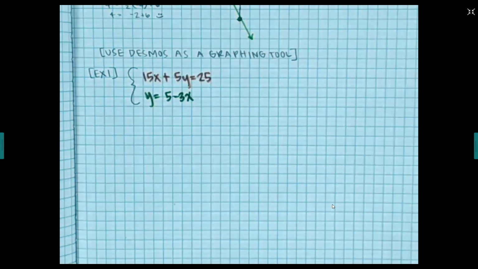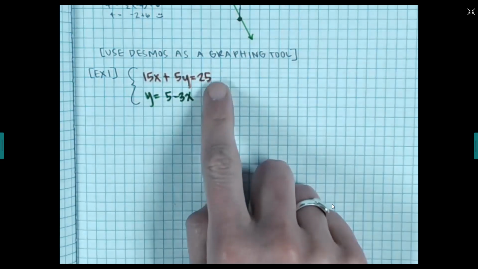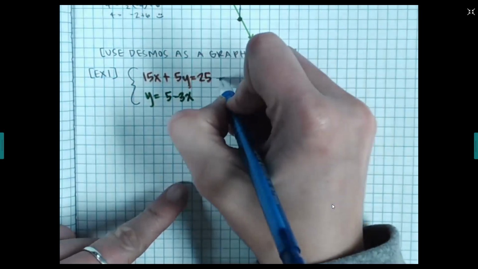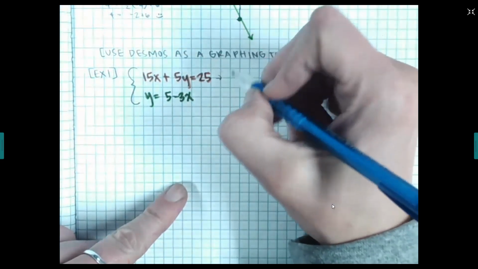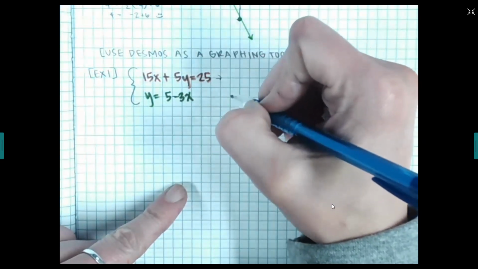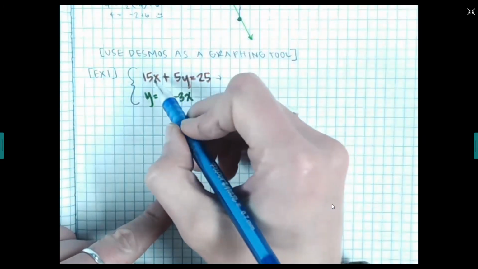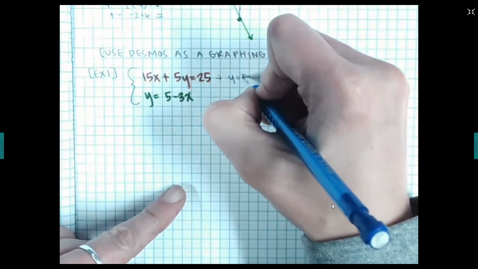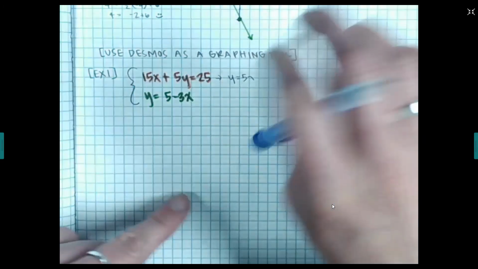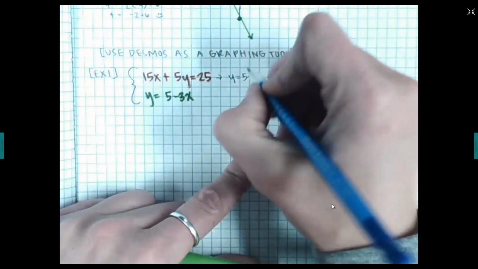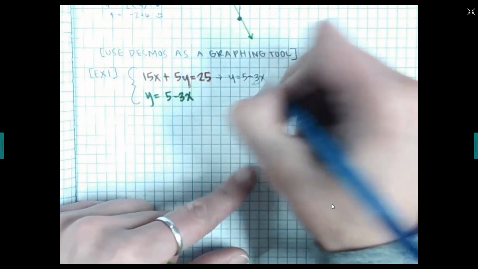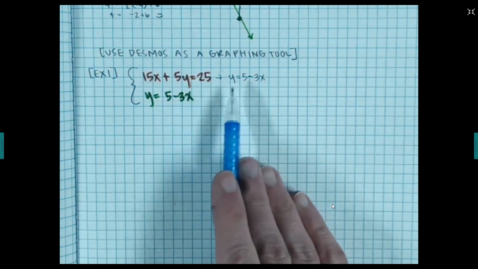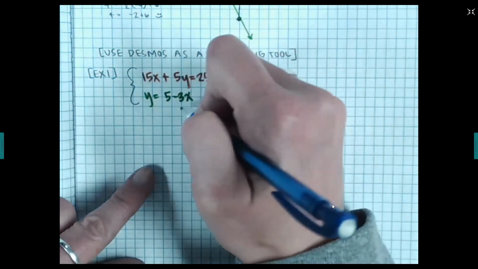Okay. And I'm actually going to manipulate this one just a little bit because it's easier to graph if it's in y equals mx plus b form. So I'm going to subtract 15x, and then I'm going to divide by 5. And when I do that, I end up with y equals 5 minus 3x. So I'm going to notice something very fishy here, but I'm going to go ahead and graph it anyway.